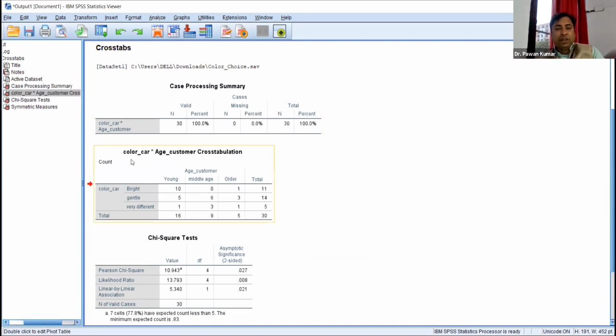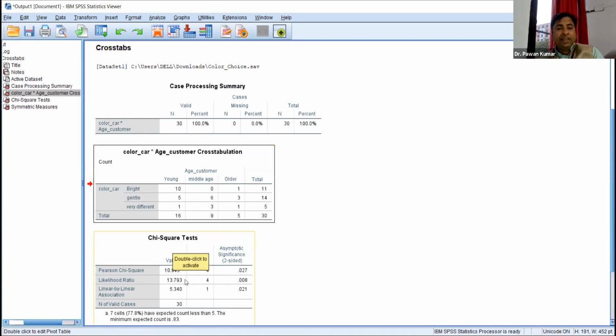And then you have the cross tabulation of color with the age of the customer. So you are coming to know that young people look for bright color. Middle-aged customers don't prefer bright color. This is zero, meaning no middle-aged customer goes for bright color, and one older customer means very few. More importantly, there is a strong association between bright color and the young customer type. This I can infer and describe from this cross tabulation table.